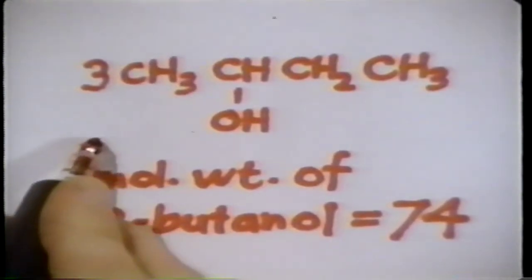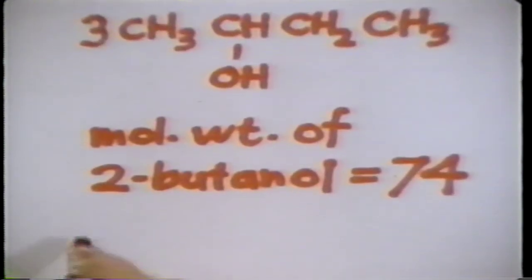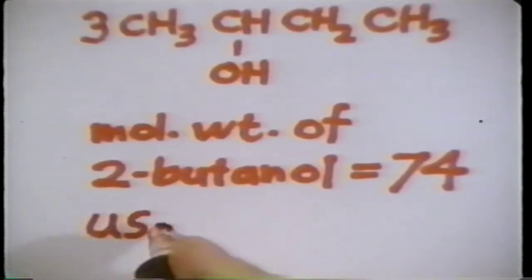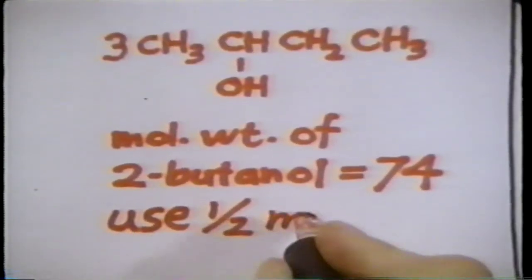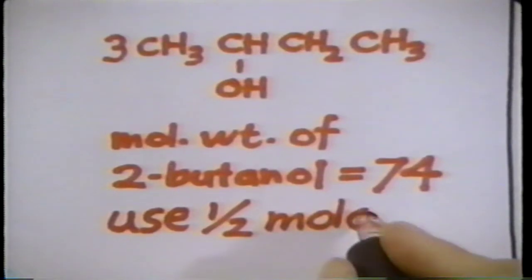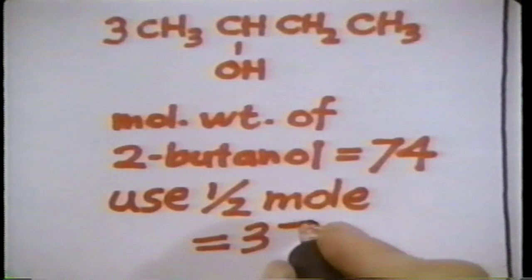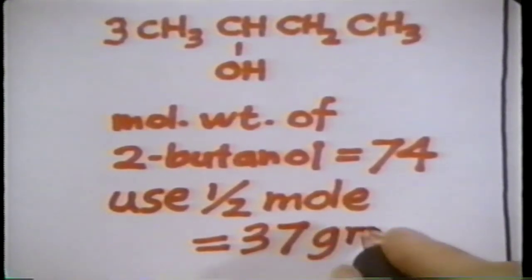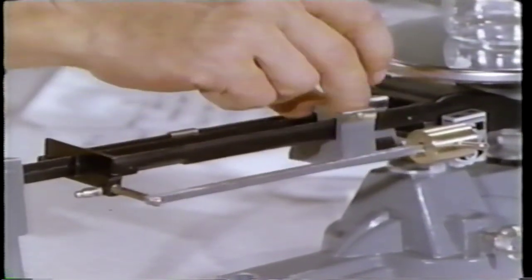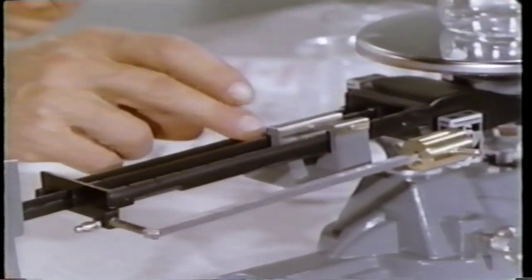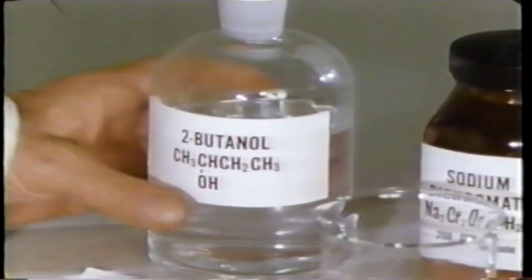2-butanol has this structure and a molecular weight of 74. For the size of the apparatus we shall be using, 1/2 mole of butanol will be a convenient amount. Let's base our calculations on that amount. 1/2 mole, then, will be half of 74, or 37 grams. Now for the procedure. First, weigh the empty beaker and set the balance for the 37 grams determined by the calculation.